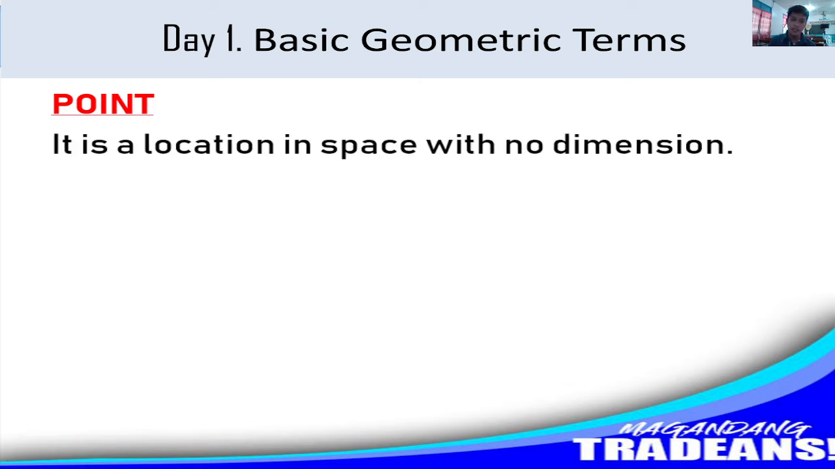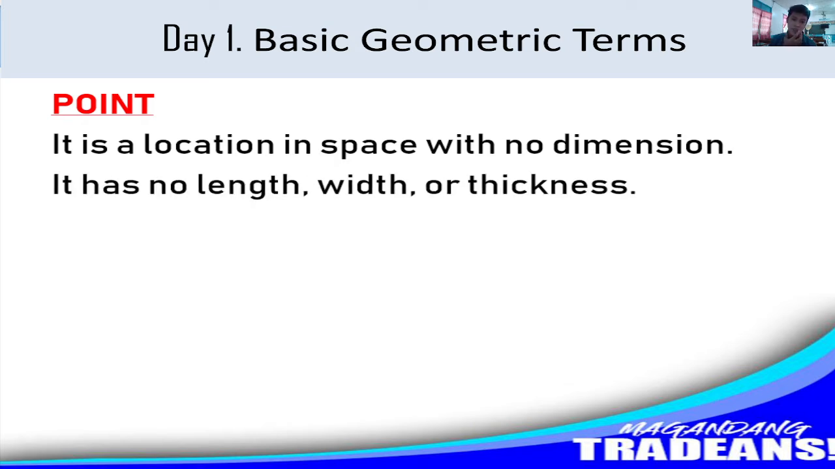So let us discuss first what is a point. When you say a point, it is a location in space with no dimension. Ibig sabihin daw po, ang point daw po, sa space natin siya makikita, including our own world, wherein there is no dimension. Wala daw po siyang dimension. Ibig sabihin, we don't know if it is going north, south, east, west. As long as it is there, it exists on the space. So that is a point.